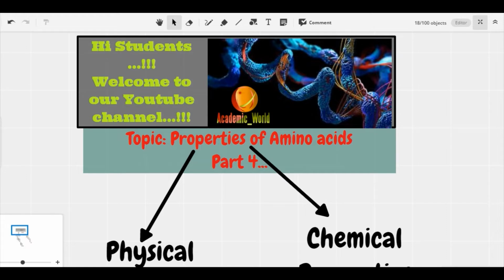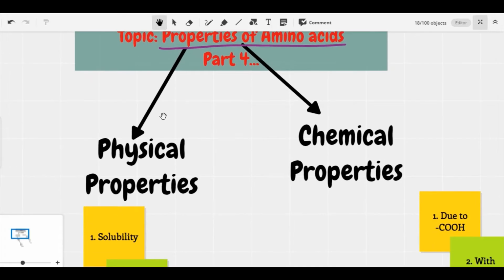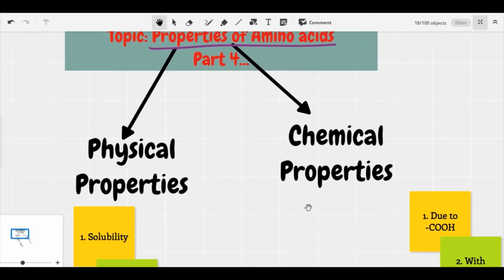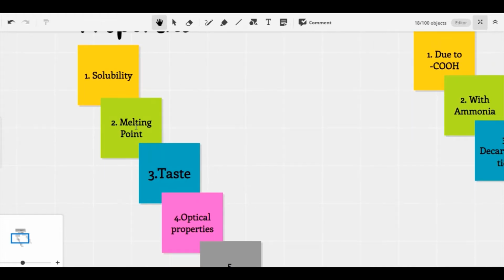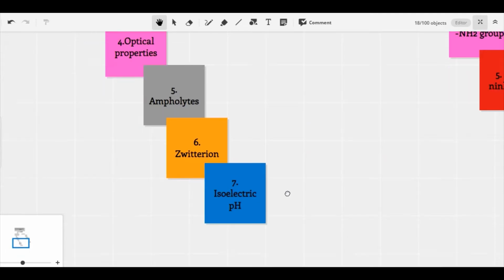As we were doing the chapter of biochemistry on amino acids and protein, today we are going to discuss part 4 of that chapter, and the topic is properties of amino acids. First of all, we have to categorize the properties into two categories. The first one is physical properties and the second one is chemical properties. The chemical properties are considered as reactions, while here we are going to discuss the physical properties like solubility, melting point, taste, optical properties, ampholytes, Zwitter ions, and isoelectric pH.